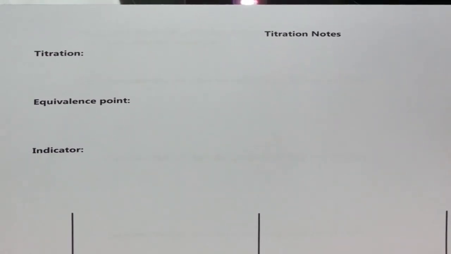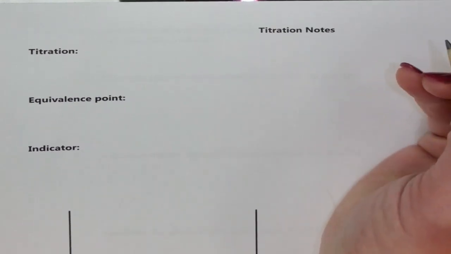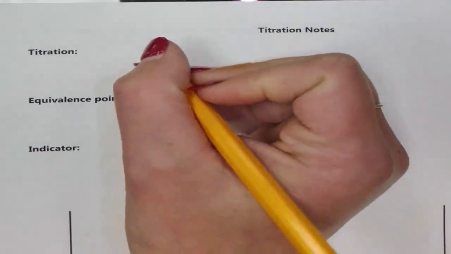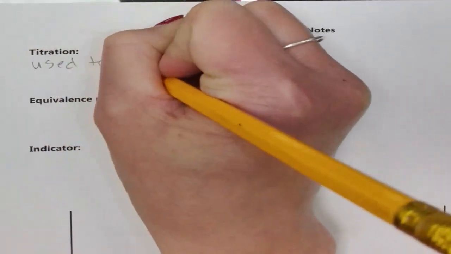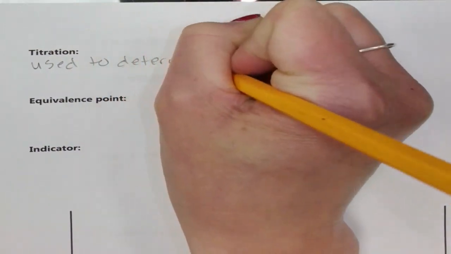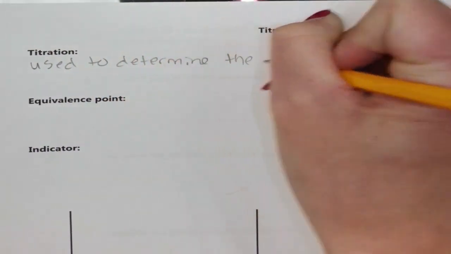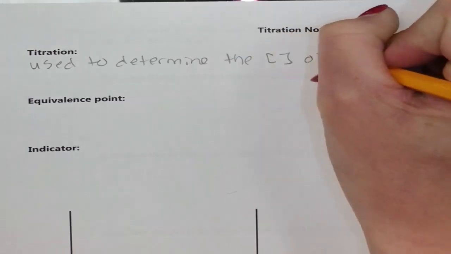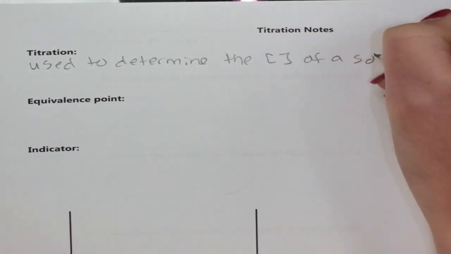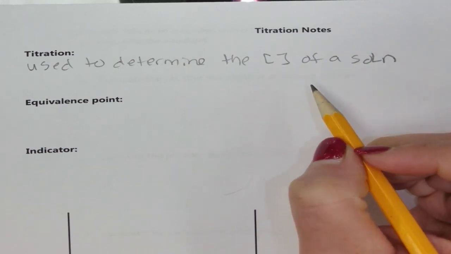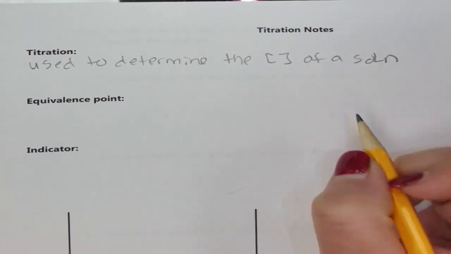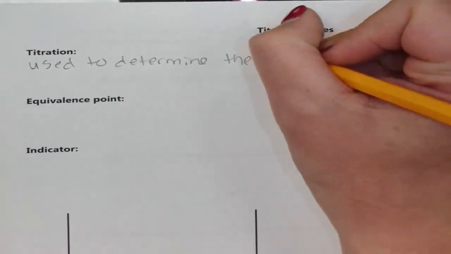So today's lesson is going to be on titration. So what is a titration? A titration is used to determine the concentration of a solution. All right, and I've got this bracket here where a bracket means concentration, so it's just my way of abbreviating the word concentration.